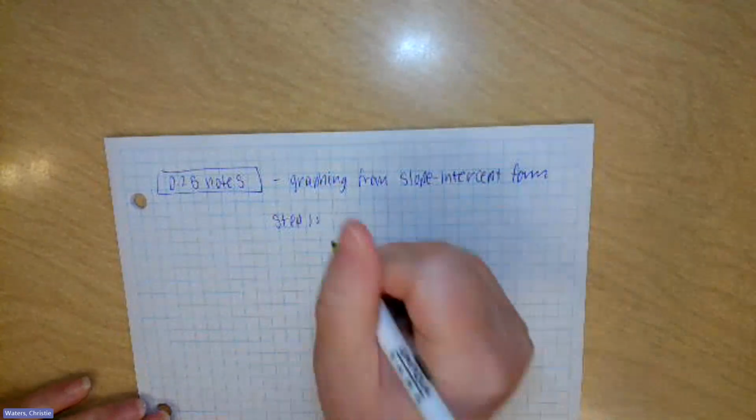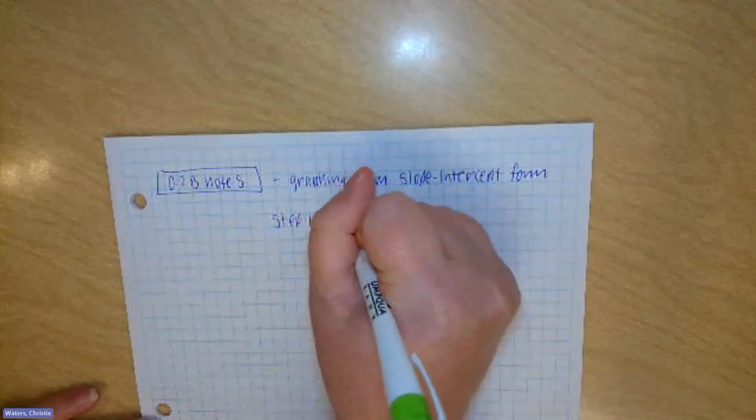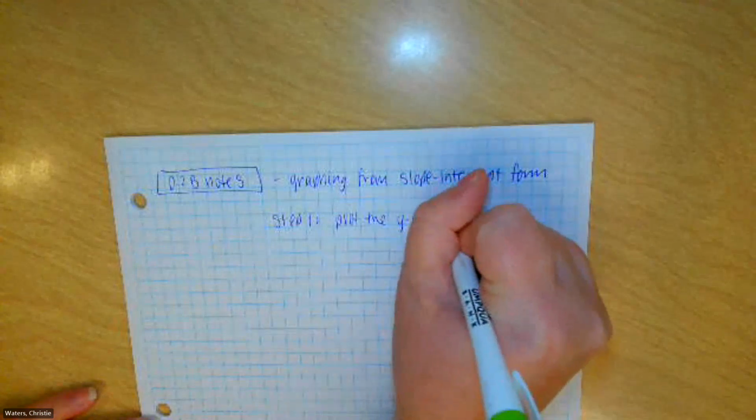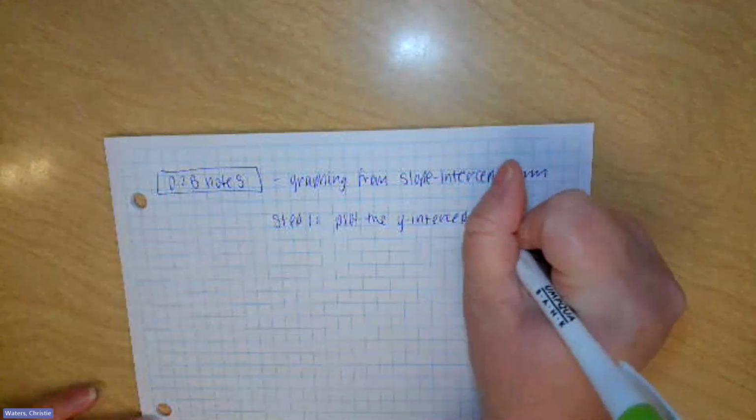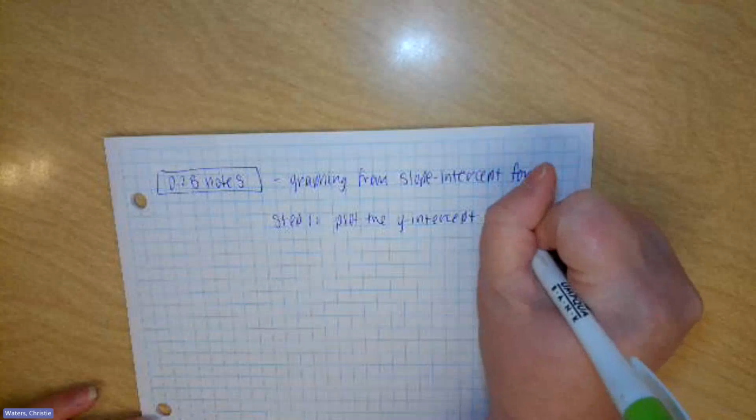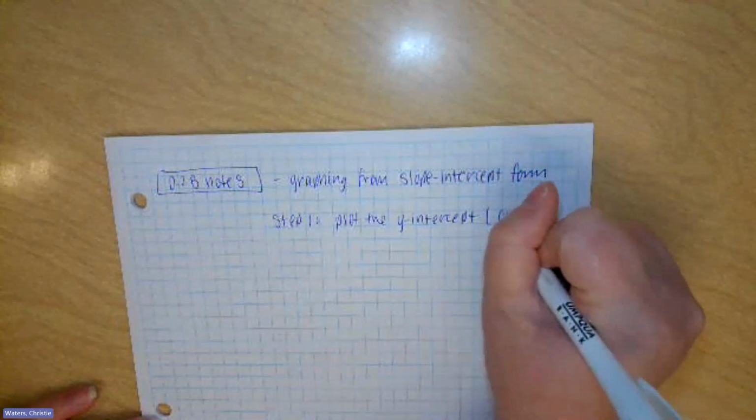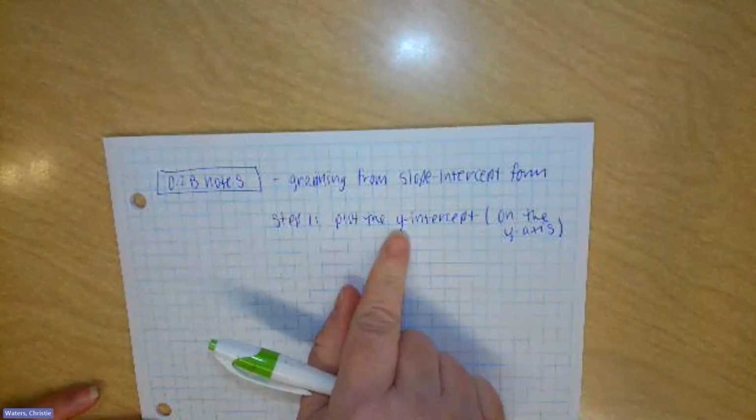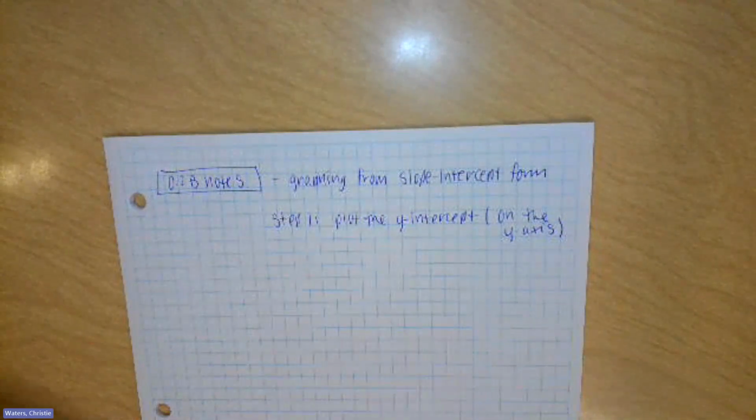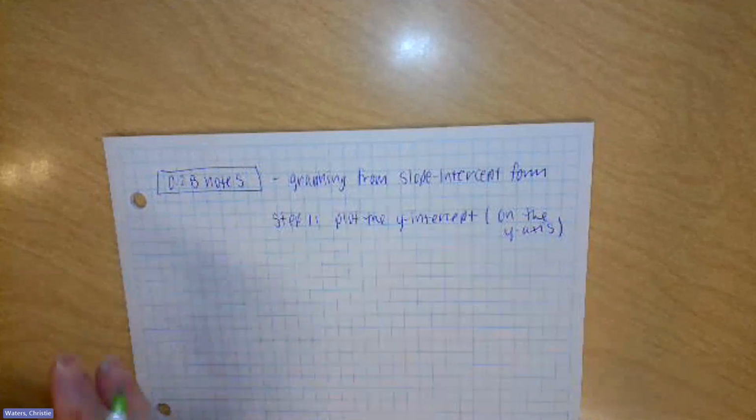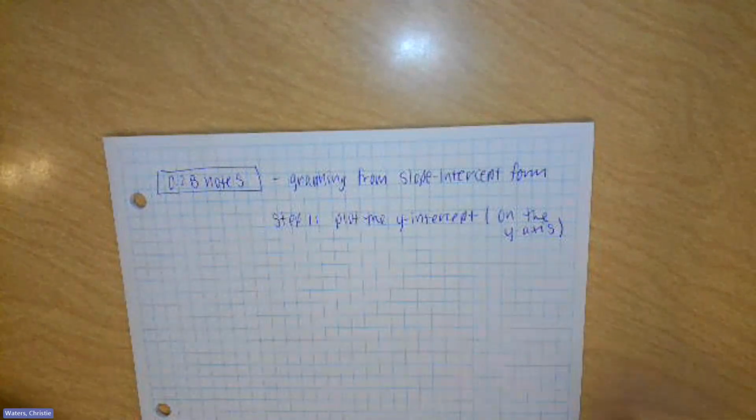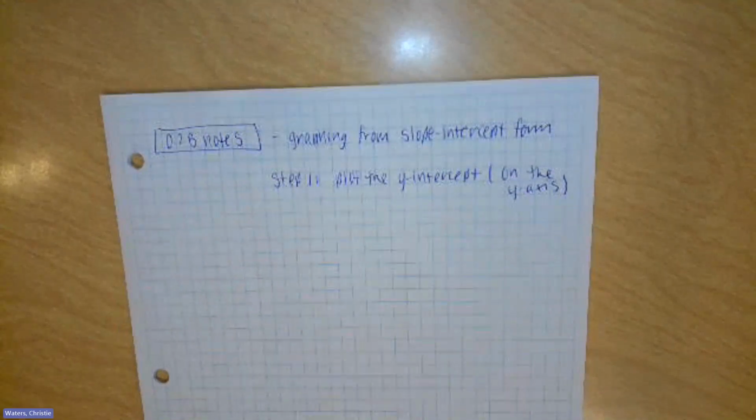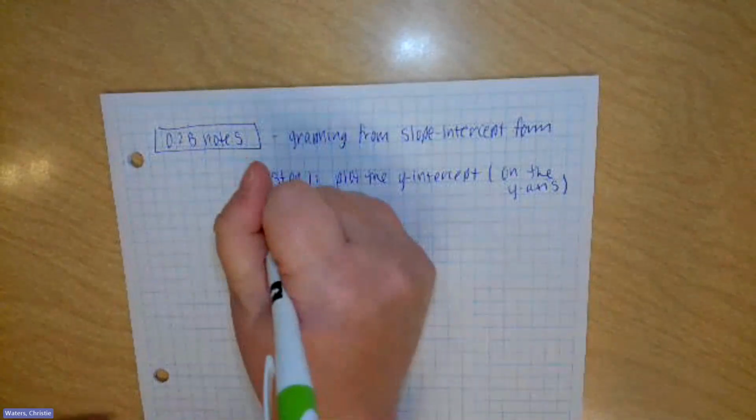So step 1 is you are going to plot the y-intercept. And in case you need a little reminder, that goes on the y-axis, okay? So that's why it's called the y-intercept, because it goes on the y-axis. So that word intercept means like runs into. It's like if you intercept a pass, right, in football. So it has to go through the y-axis. We don't want to plot that on the x-axis.